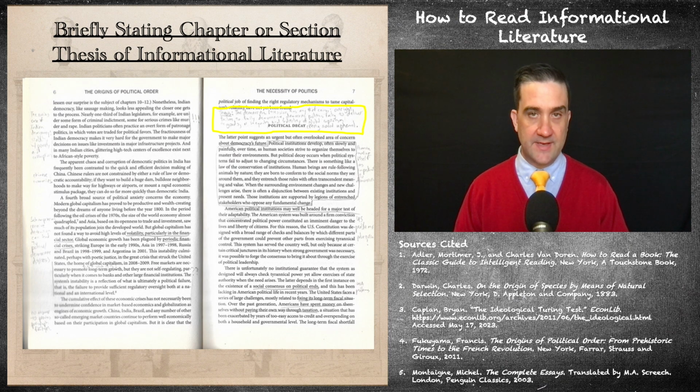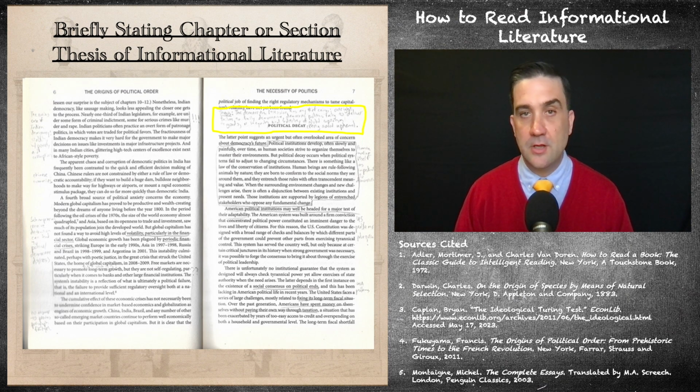The final type of annotation is the brief summary of the chapter or section. What you want to do here is briefly summarize in your own words every chapter and every section. Aside from the pre-reading, this is the most important annotation that you're going to make because it's an integral part of moving the book's content from your short-term memory to your long-term memory.